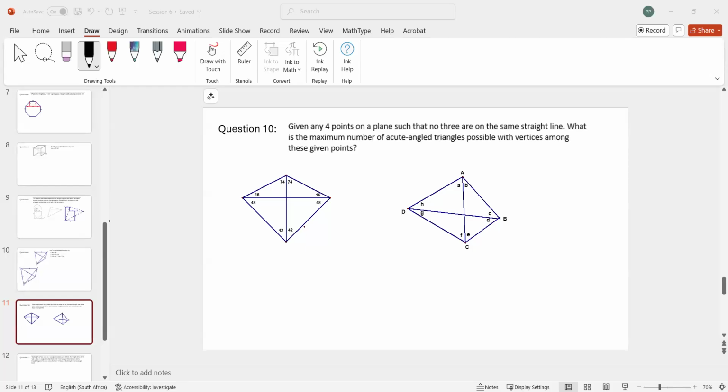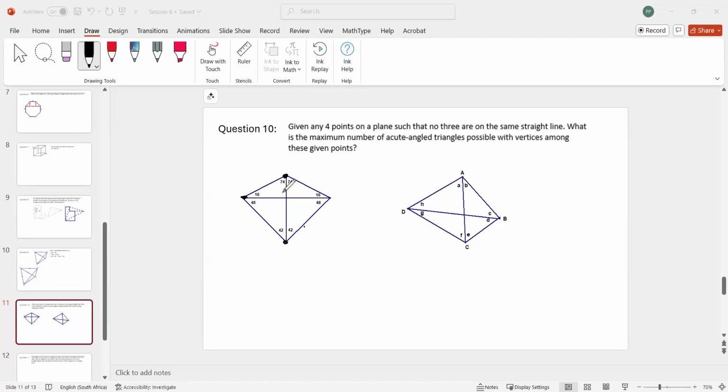You got 4 points, no 3 of which lie in the same straight line. Now I've actually constructed 3 acute angle triangles here. The vertices will have to be the vertices of this. So if you look at this one here, I constructed them in such a way that they all add up to 360, by the way. Actually, I just drew a kite here, and it worked out quite nicely.